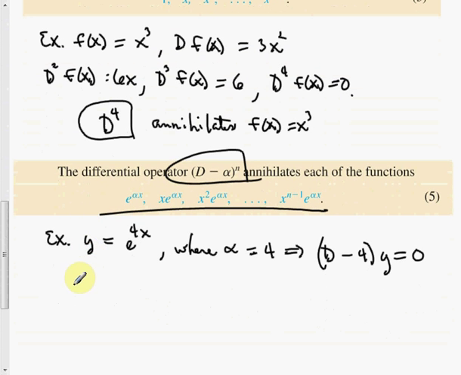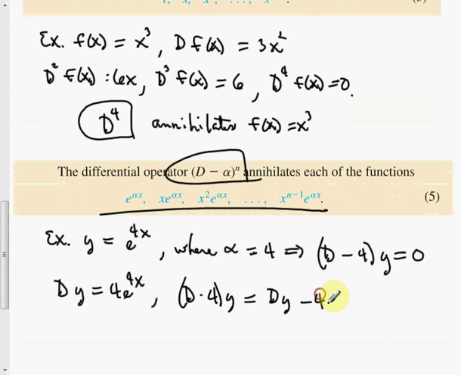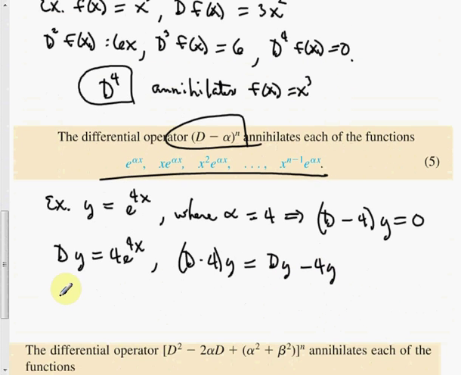So if that be the case, now this differential operator on y is 4 times e to the 4x. So this d minus 4 times y is understood to be the differential operator on y minus 4 times y. Well, let's see. This differential operator on y is 4 times e to the 4x minus 4 times y. Y here is e to the 4x. Well, we get 0. Okay.